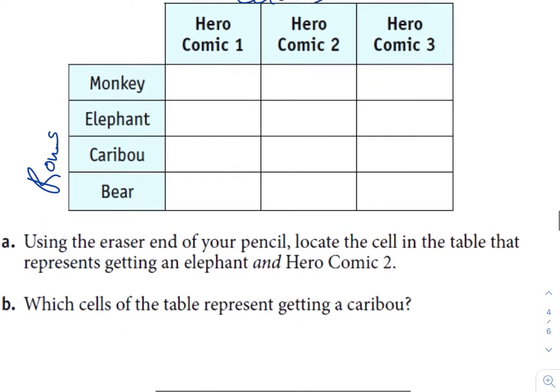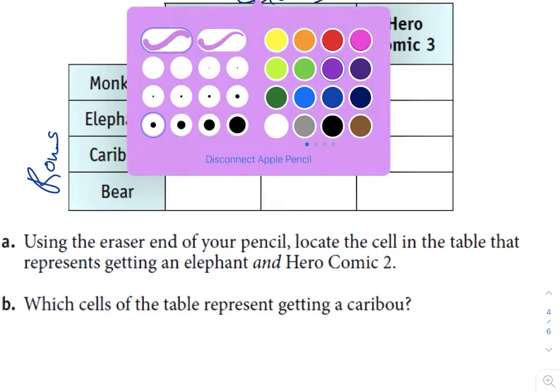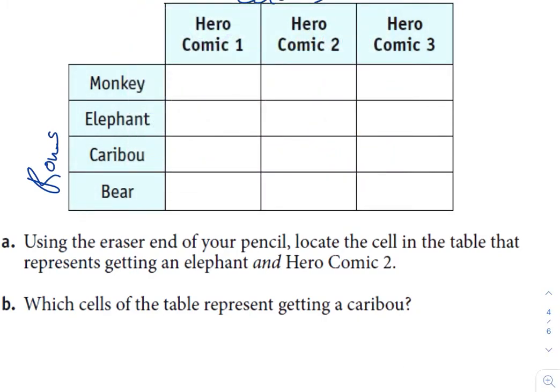Now, any one of these cells in this table is going to be an outcome that you can get. I can get a monkey and a Hero Comic 1, or an elephant and Hero Comic 3, or caribou and Hero Comic 2, or bear and Hero Comic 1, or bear comic 2, bear comic 3. Any one of these cells would represent a situation where you get one of the animals and one of the comics. So what you need to do is count them.